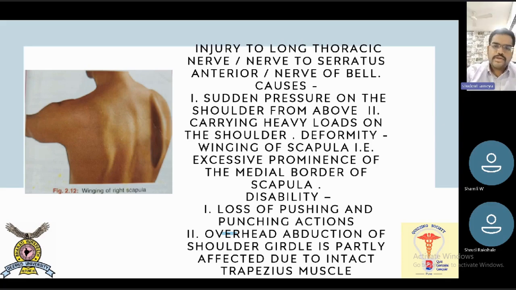Apart from that, you won't be able to push. This is a very common clinical vignette, that there is loss of pushing and punching actions. That is lost. But what we should understand, because we are going deeper in the topic, is that overhead abduction is only partly affected, because overhead abduction is not just done by serratus anterior, right? So it is only partly affected, but there is complete, or let us say significant, loss of pushing and punching.